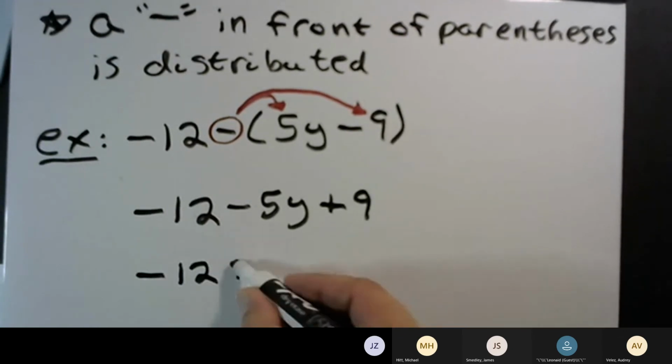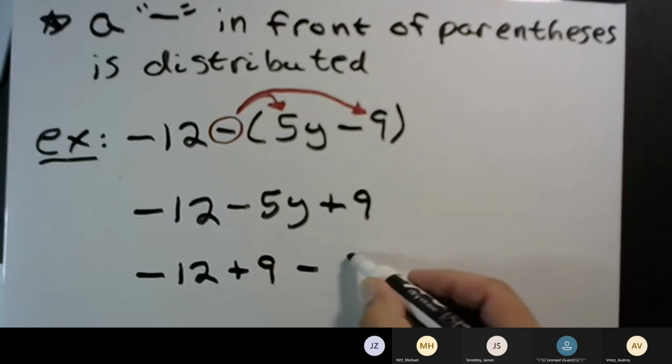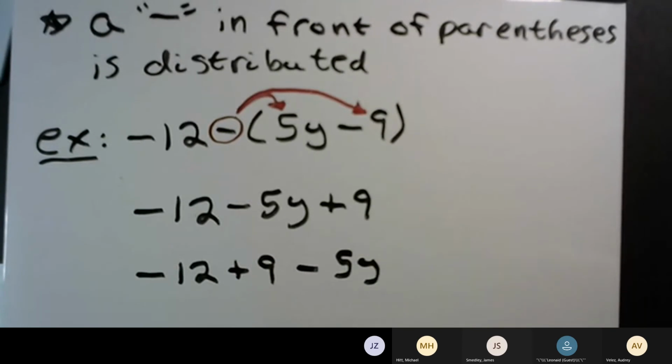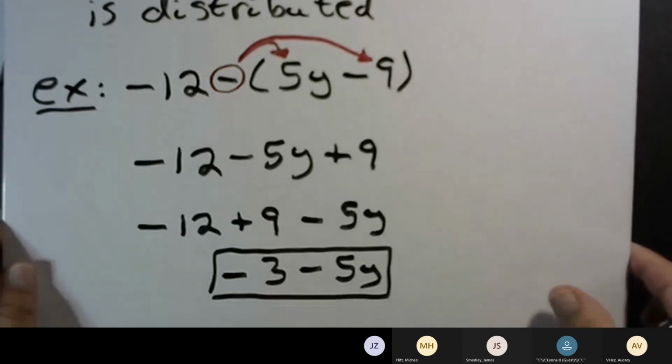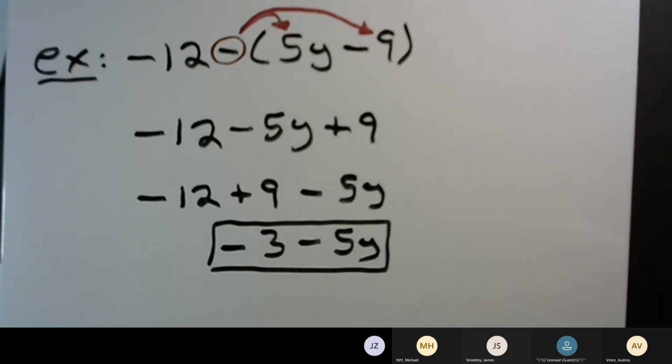So that becomes a positive number. And then we can gather the like terms. In this case, this is type constant, type y. So that's going to be negative 3 minus 5y. And that's going to be your answer. Questions about that?